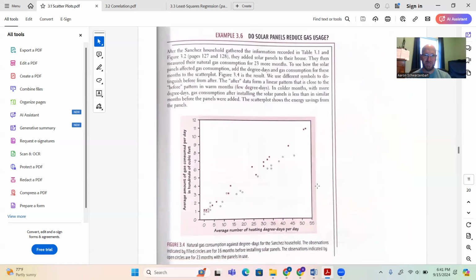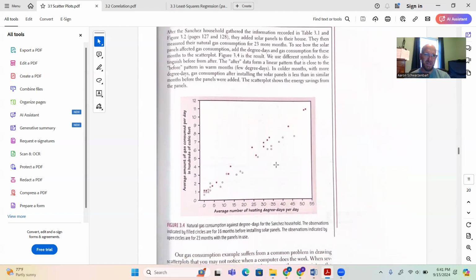Here's another example. Do the solar panels reduce gas usage? Well, here you've got the original graph of that speed without the solar panels. Now you've got the graph with the open circles being the solar panels. It's clear it does reduce gas usage, although not as much as I would have thought.